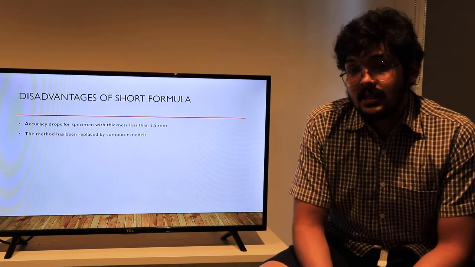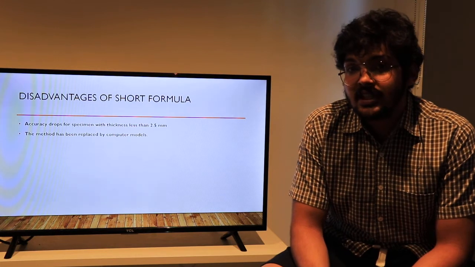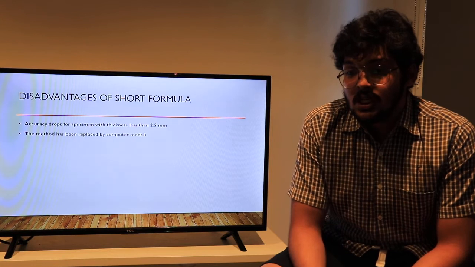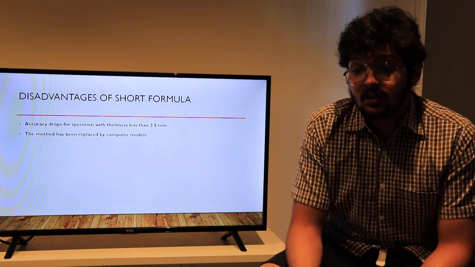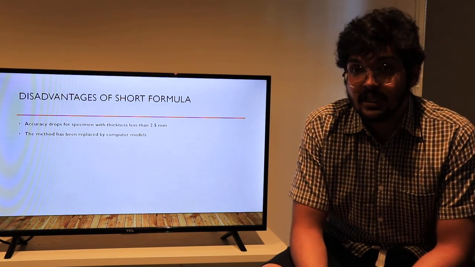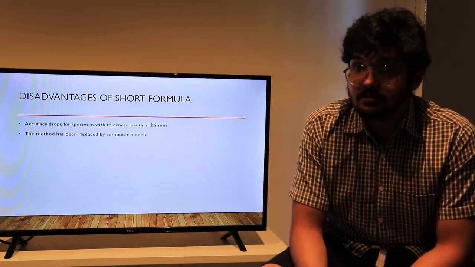But the thing that's fascinating about the short formula is that even though it is outdated, it is still used as a standard in many industries, which makes the short formula one of the best and longest lived methods for calculating and correlating the data between different size specimens. And this is the method I use to answer my research question.